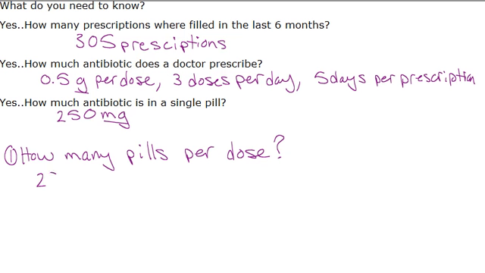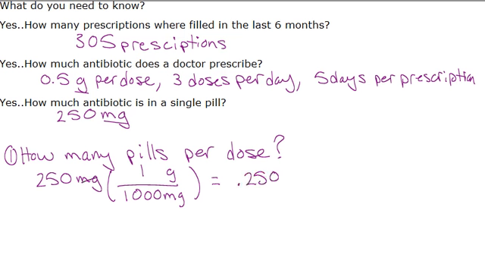So what I'm going to do is convert 250 milligrams to grams. So that means I want grams and I have milligrams. And I know that 1 gram is 1,000 milligrams. So 250 divided by 1,000 gives us 0.250. Our milligrams cancel out and we're left with grams. So that's the first step. So each pill is 0.250 grams.